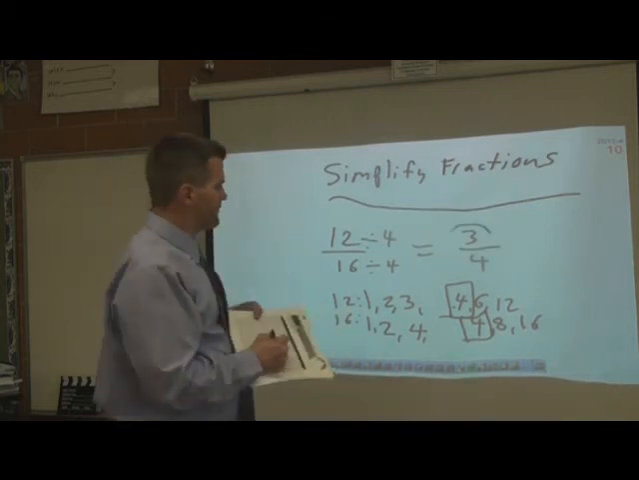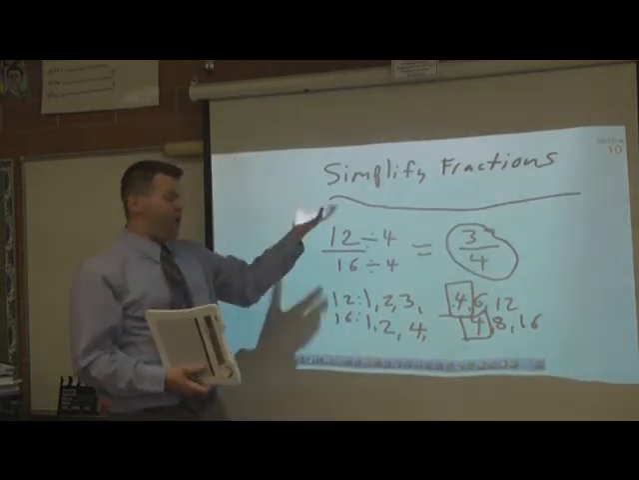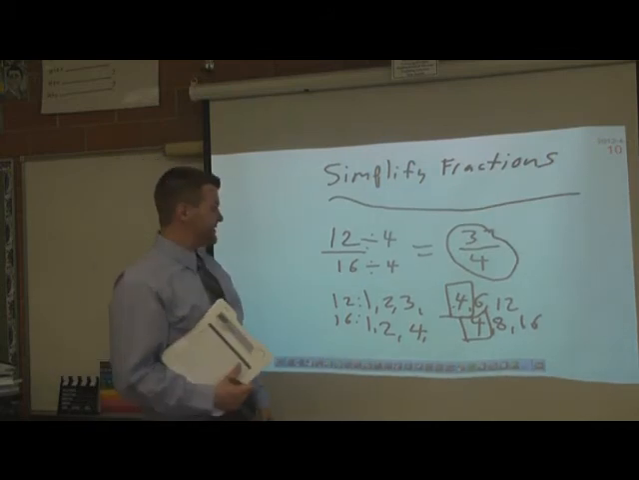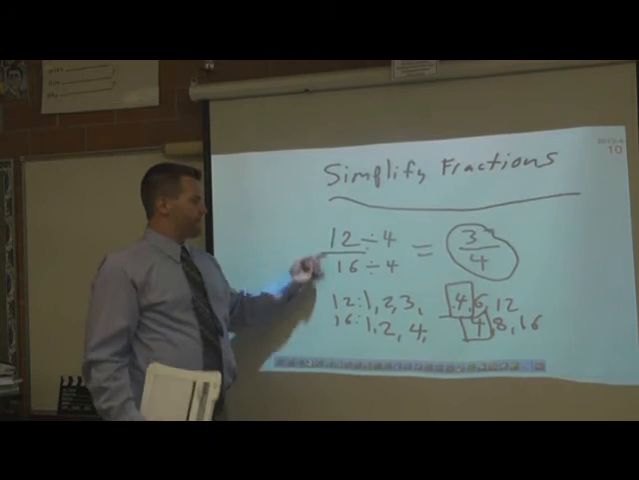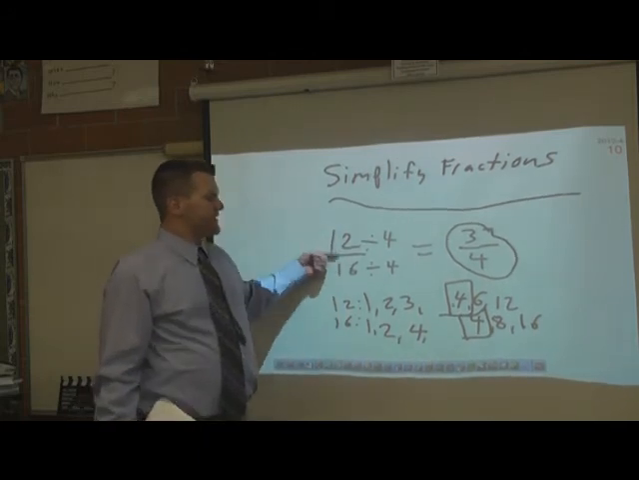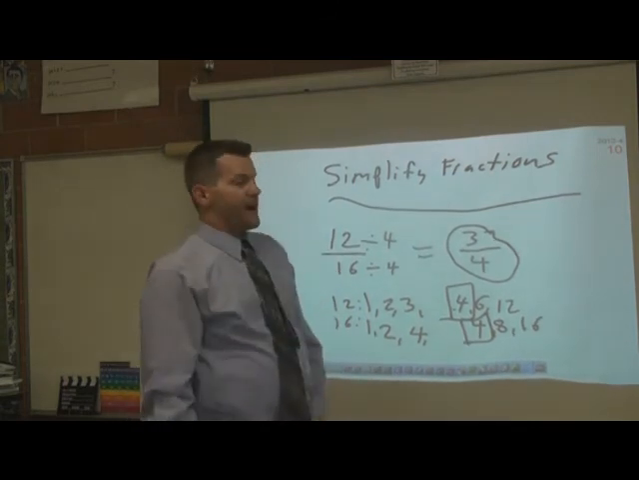Now, we have 3 over 4, or 3/4 as the answer here. So we used our greatest common factor to help us simplify. So 12/16 is equal to 3/4. We use that process to help us.